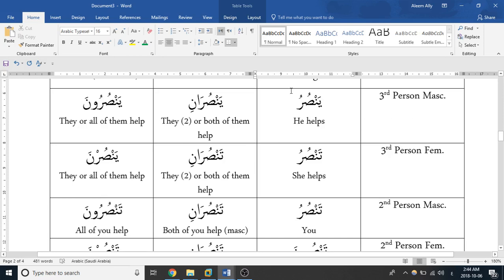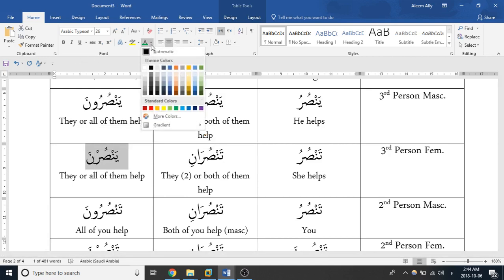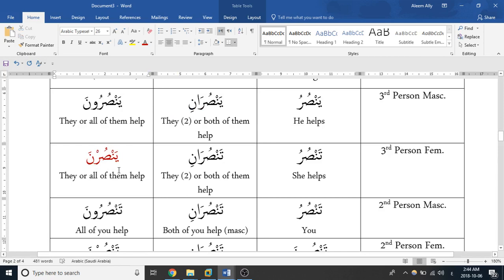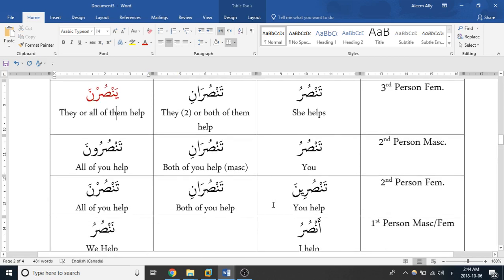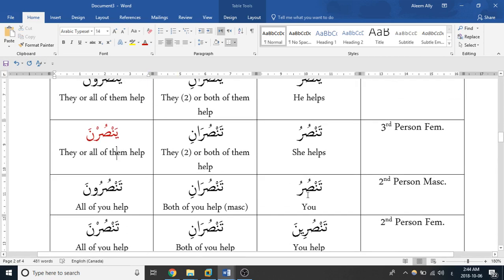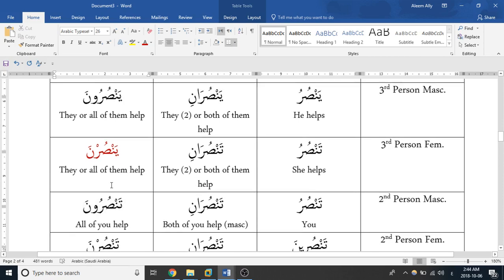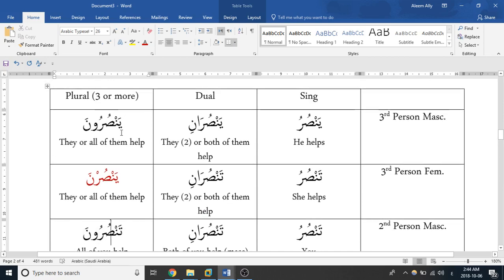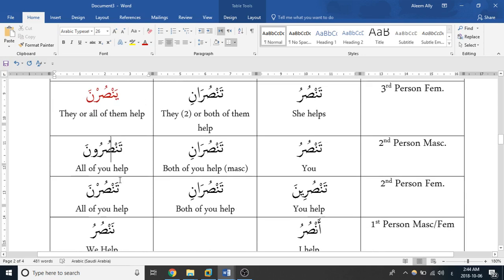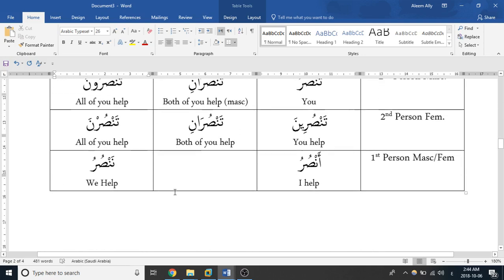For third person masculine, there's the ya, and then for third person feminine, you have the ta. But then for third person feminine plural, it has a ya, so watch out for that one. That one's a little bit tricky sometimes. Yansurna. And then third person feminine and second person masculine are pretty much exactly the same, except for the plural here, which is similar to third person masculine plural, except it has a ta. And the rest are pretty straightforward.